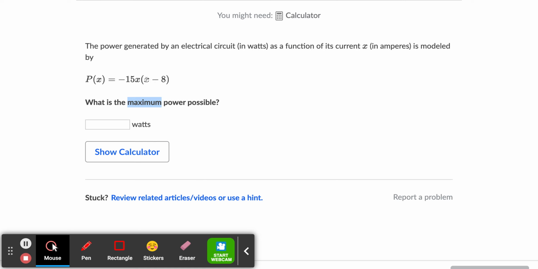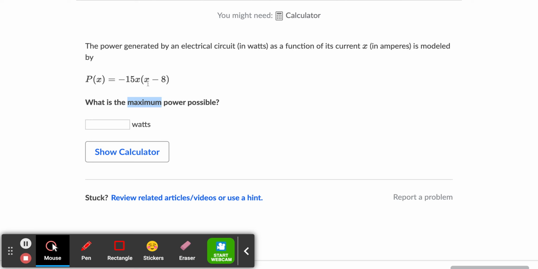If we have a quadratic function, it should either open up or down. This will open down because we have a negative a value here. But if it's asking for the maximum, then you can visualize, okay, the parabola has to be open down. So basically, to paraphrase, the question is: what is the vertex of this function, right? Because they want the maximum power.